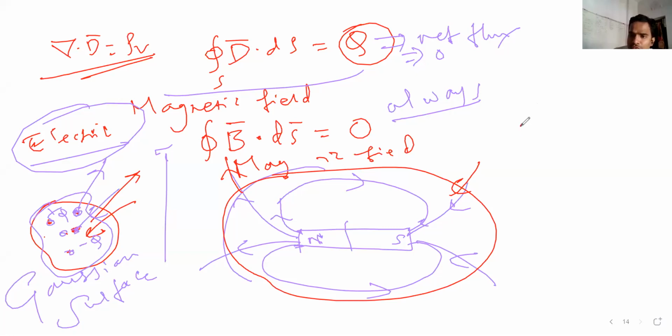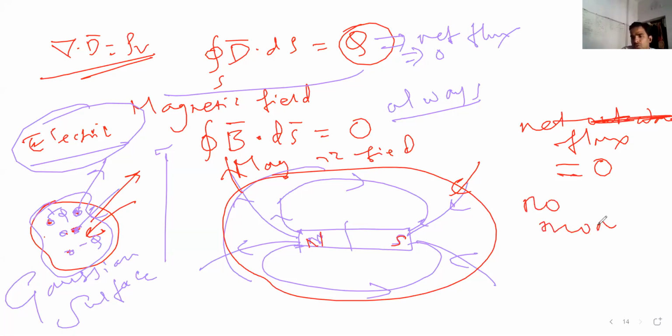So the net flux will be what? Zero, right? Why? Because whatever flux goes out, the same comes in, since the north and south pole cannot be separated. So there is no monopole. There is no monopole existing. So for magnetic field, this is our Gauss law.